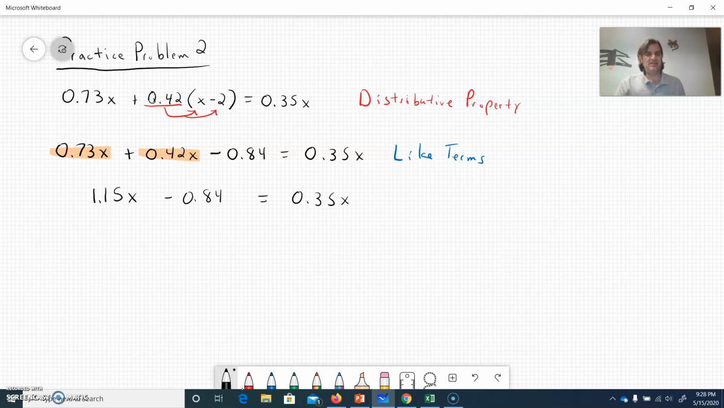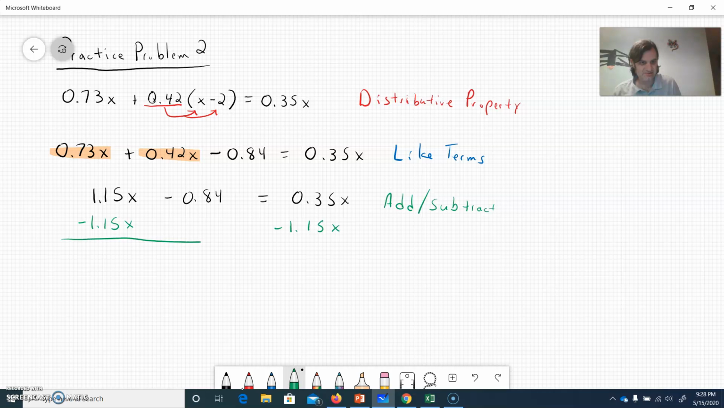equal to 0.35x. So I have x's on both sides, but I only have non-x's on the left-hand side. Depending on how you think, you can do whatever you like here. But I'm going to add or subtract across the equal sign. I'm going to move the 1.15x just so I don't have to move the 0.84. So I'm going to subtract 1.15x from both sides.